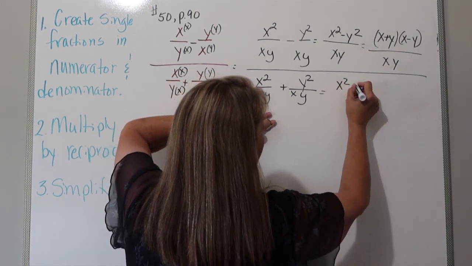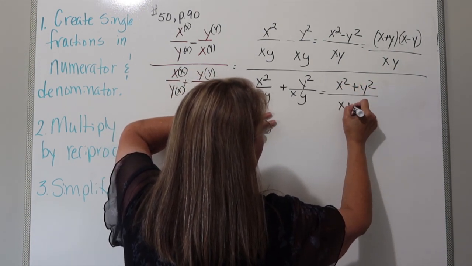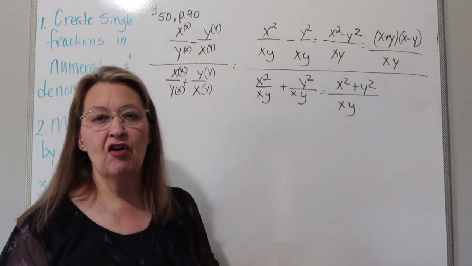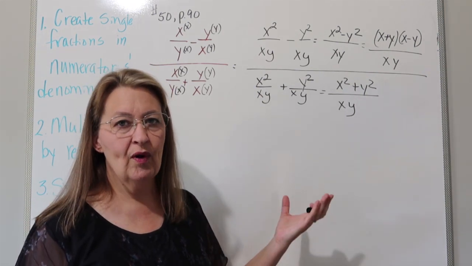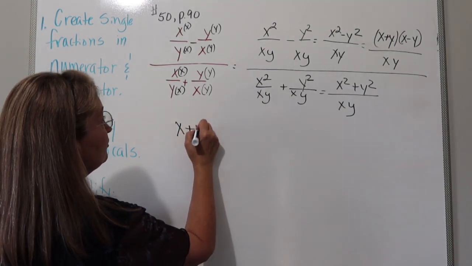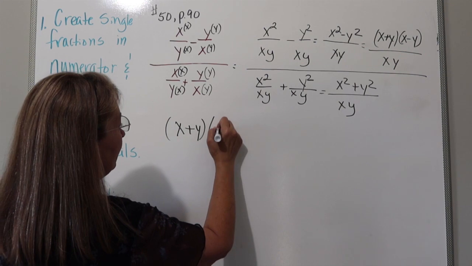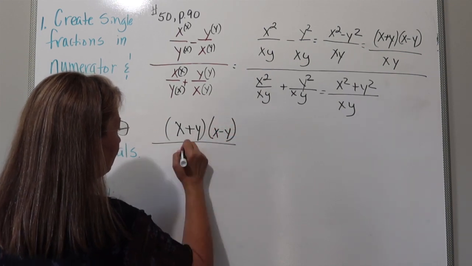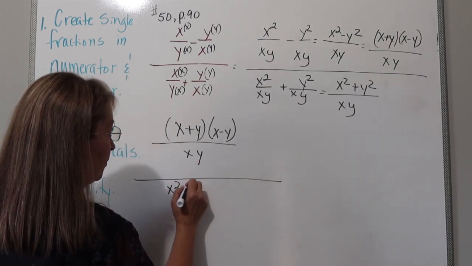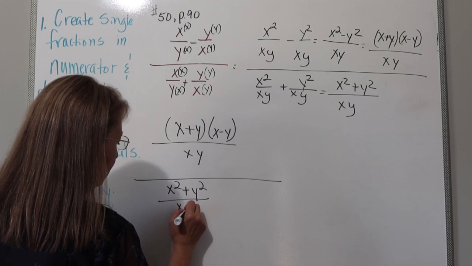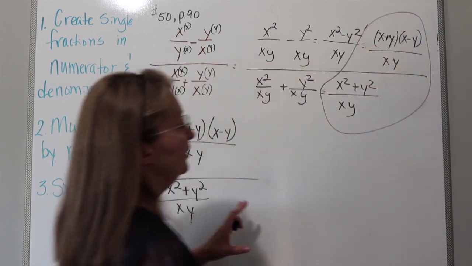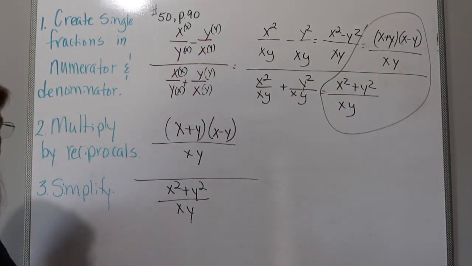And you can have x squared plus y squared over xy now, combining the terms. You cannot factor this because it is a sum of two squares, and we don't have a formula for that. We don't have a way to factor that. So our new fraction here is x plus y times x minus y over xy all over x squared plus y squared over xy. Now I just copied that part down here so I can work with it a little bit better.